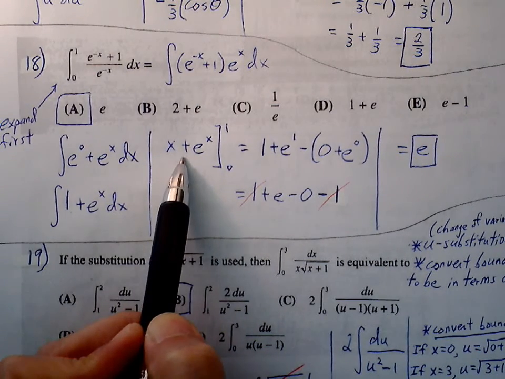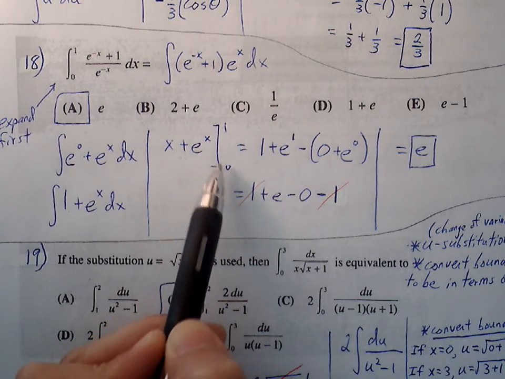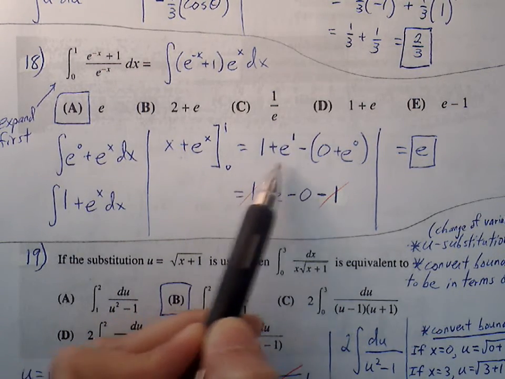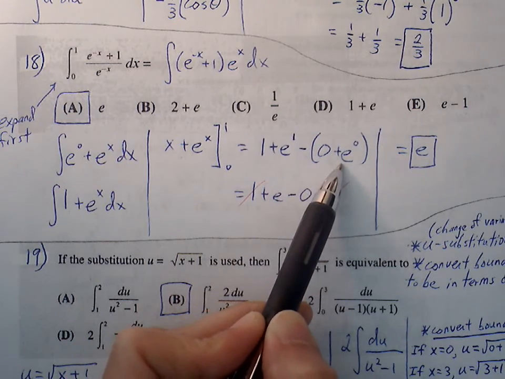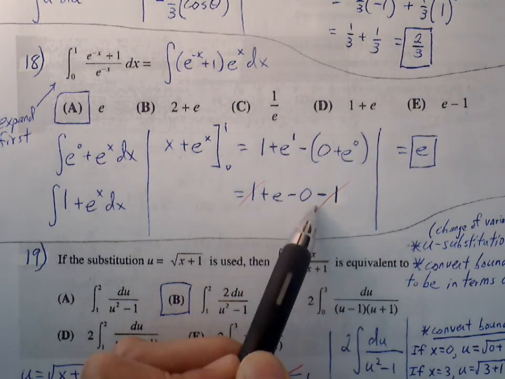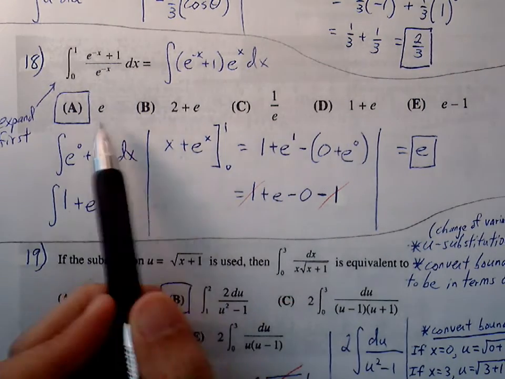0 plugs in for our lower bound, plugged in for both variables. So 0 plus e to the 0. Again, the 0 is not going to wipe everything out. So 1 plus e minus 0 minus 1, because the negative distributes. The 1's cancel out. We're left with just e, and that's our answer, A.